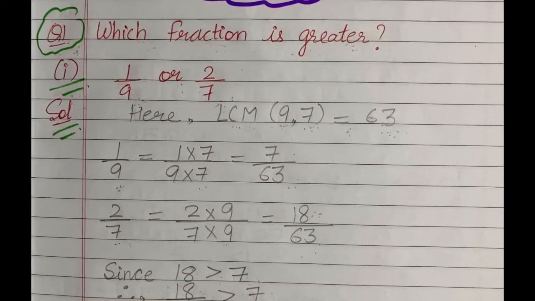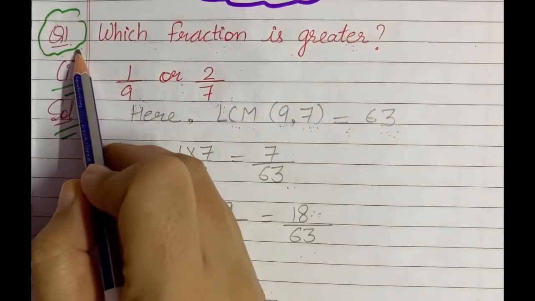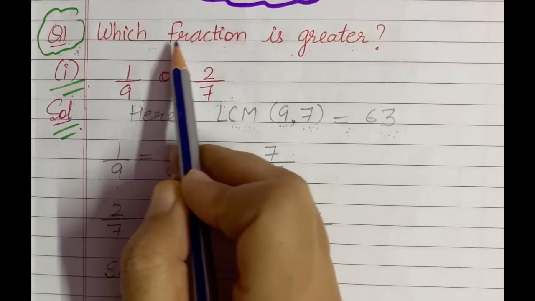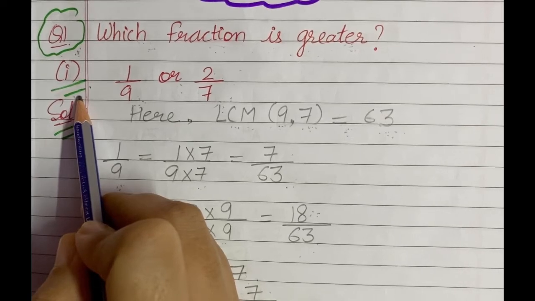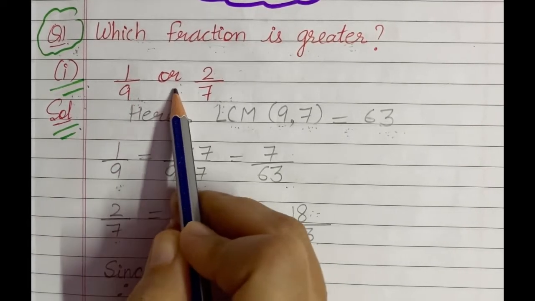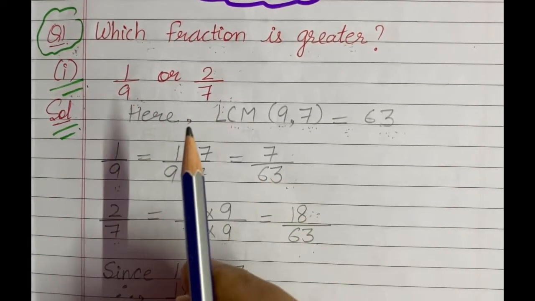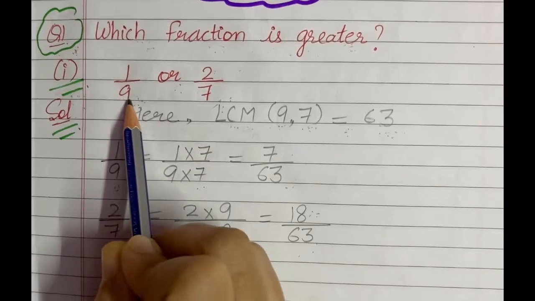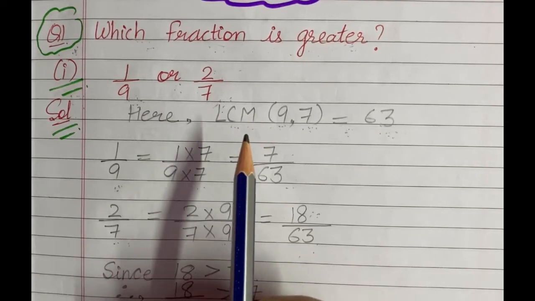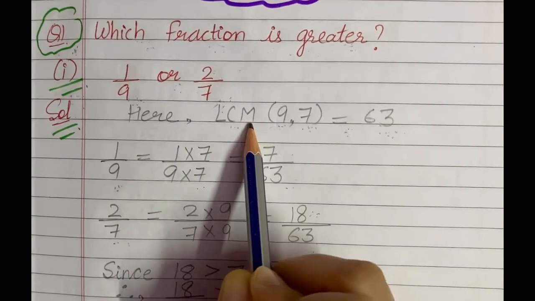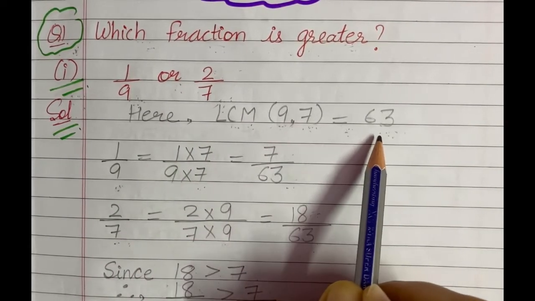Now students, in an example I have taken question number 1, and it says which fraction is greater, and I have taken first part of the question, and it says 1 by 9 or 2 by 7. Now students, here if you will see the denominators are 9 and 7 and they are different, so we will find out their LCM, and LCM of 9 and 7 is 63.